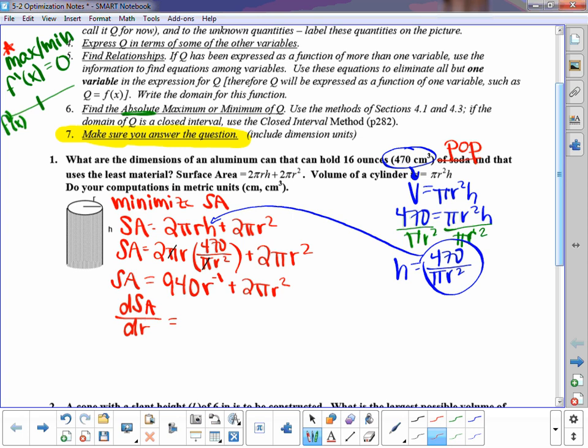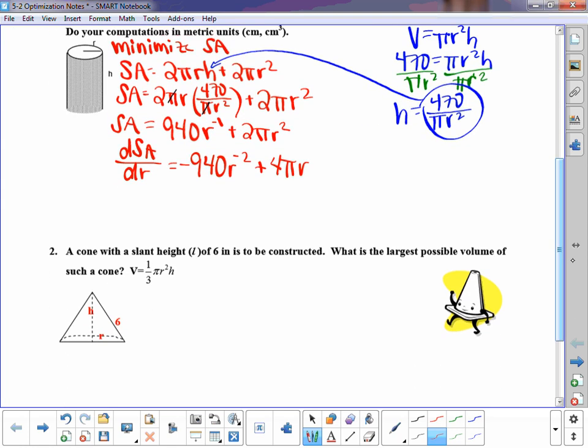Alright, so taking my derivative, bring down the -1. So I get -940 r to the -2nd. Here I'm going to bring down my 2, so I get +4 pi r. Not too bad. Alright, questions so far? What's going on? It's been a little while since we've done derivatives. I think since last year.